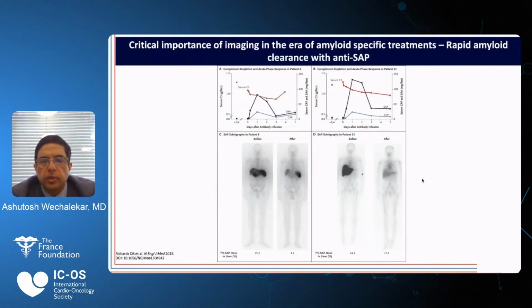This is a patient who was treated with anti-SAP therapy, and you can see that amyloid can regress from the liver, but we also need cardiac imaging, and therefore imaging would be a very helpful non-invasive modality to check for amyloid improvement or worsening.